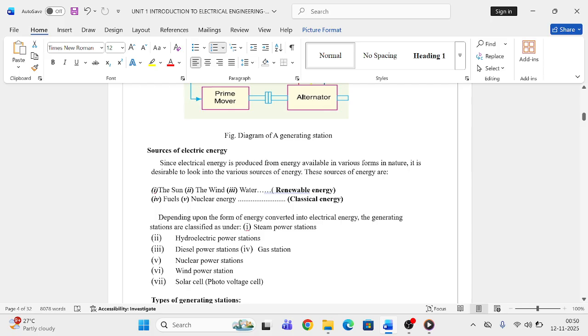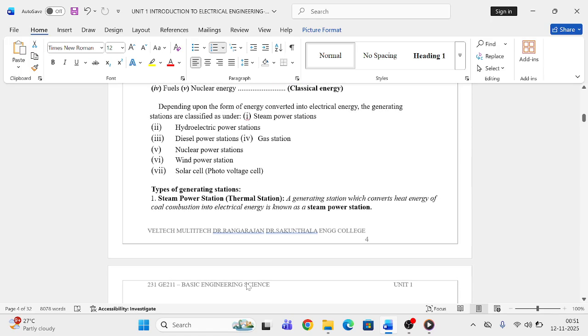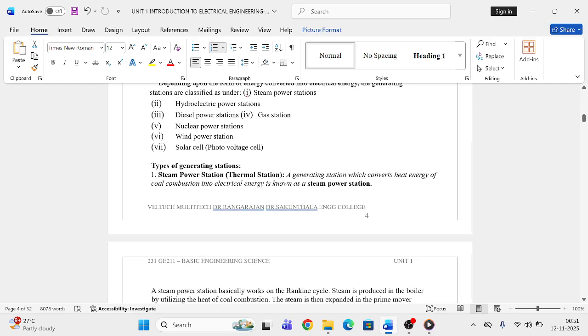Then wind power station. What are the processes carried out in the wind power station? Here the kinetic energy of wind is converted into the electrical energy by using the wind turbine. Then solar cell. It is a device that converts sunlight directly into the electrical energy. Then we see detail about the steam power station.